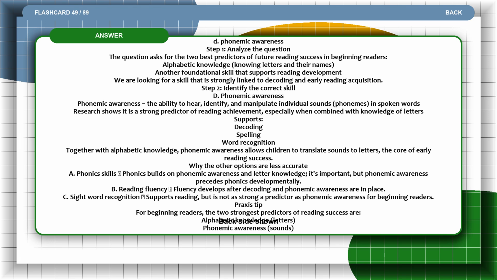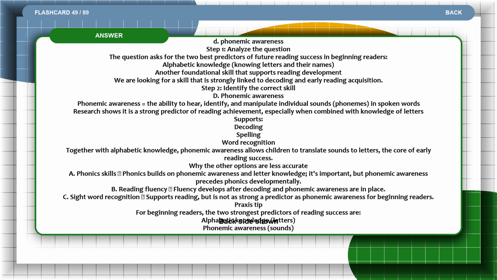Step 1. Analyze the question. The question asks for the two best predictors of future reading success in beginning readers. Alphabetic knowledge, knowing letters and their names. Another foundational skill that supports reading development. We are looking for a skill that is strongly linked to decoding and early reading acquisition. Step 2. Identify the correct skill.